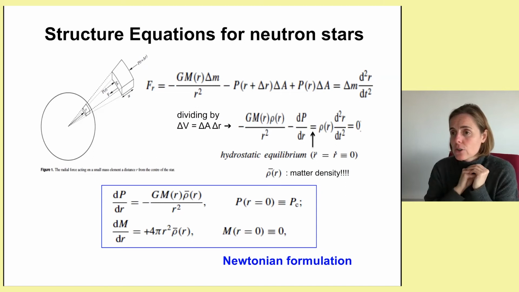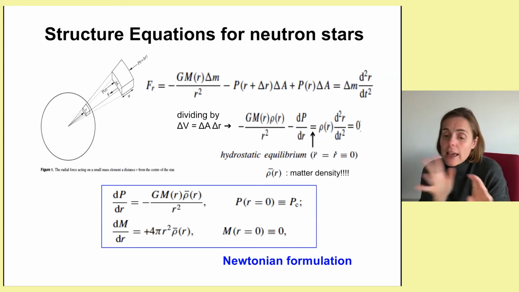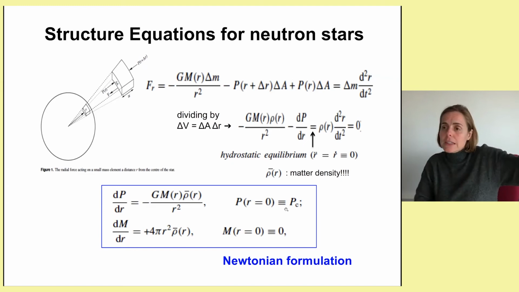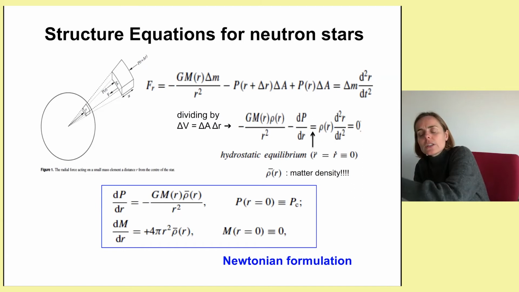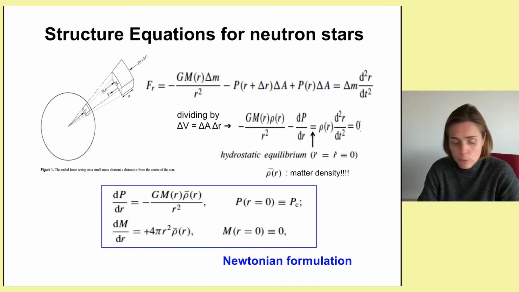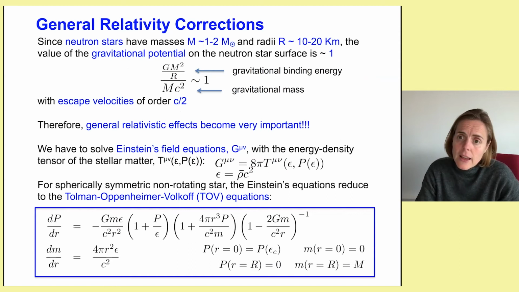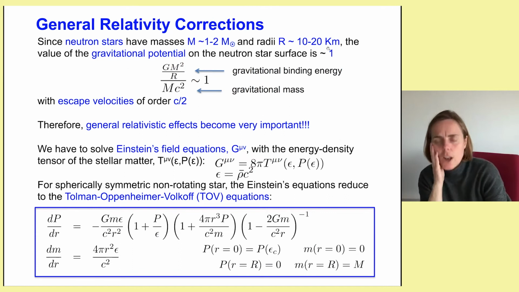Once the pressure is zero, this gives you the total mass of the object and the radius of the object. This is the important condition. You assume some central density, and then you integrate out through the star until the surface, where you get zero pressure. This is the Newtonian formulation. Of course, these are compact objects, so the thing is a bit more complicated because we are talking about objects of 1 to 2 solar masses and radius of 10 to 20 kilometers. So general relativistic effects become important.